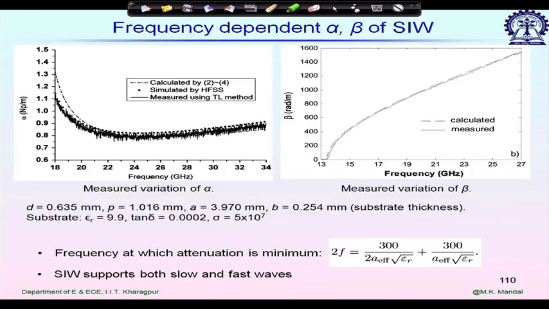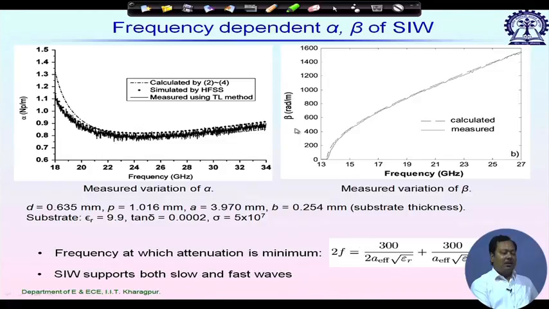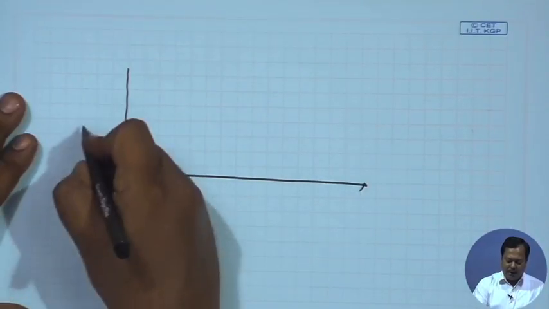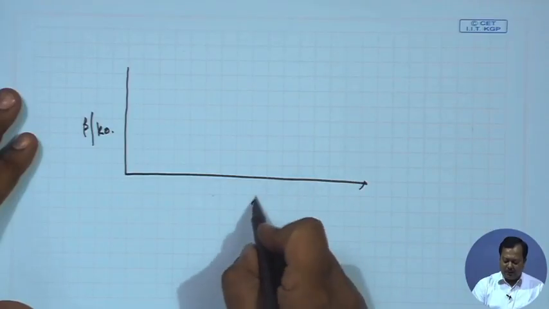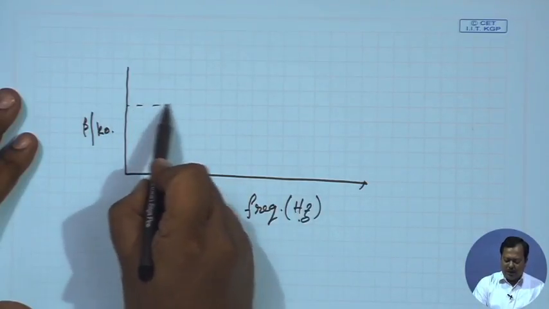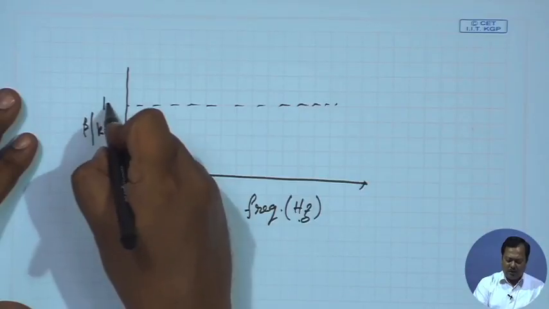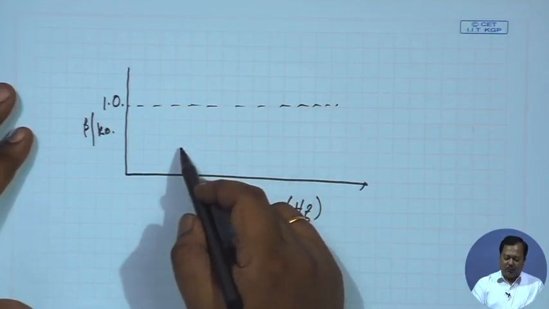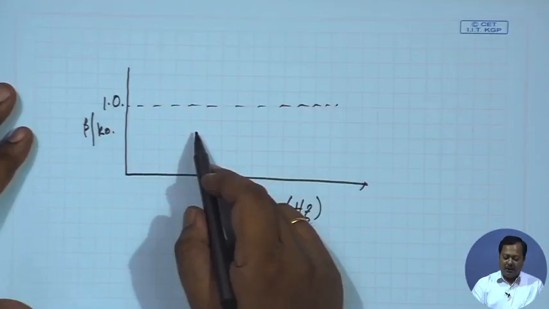And one more interesting thing, that SIW supports both slow wave and fast wave. So if I plot beta by k naught instead of beta, then how does the plot look? Let me plot it. So we are going to plot beta by k naught, normalized beta, versus frequency in hertz. So beta by k naught, let us say it represents the 1.0 line. So if beta by k naught is less than 1, that represents Vp is higher than c, or fast wave.